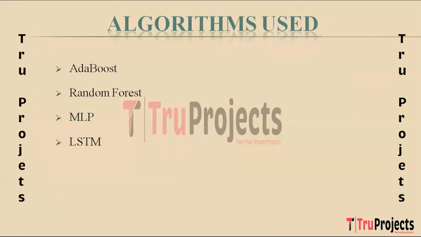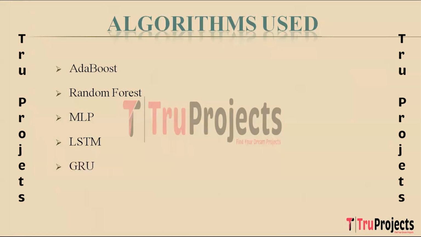The next algorithm used is LSTM, that is long short-term memory. LSTM is a form of recurrent neural network capable of modeling sequences. It is well suited for detecting fraud that occurs over multiple credit card transactions by capturing sequential dependencies.